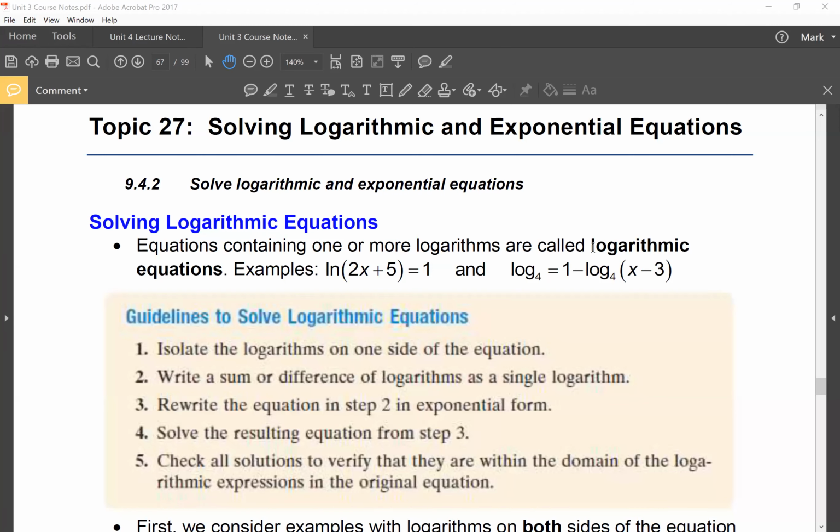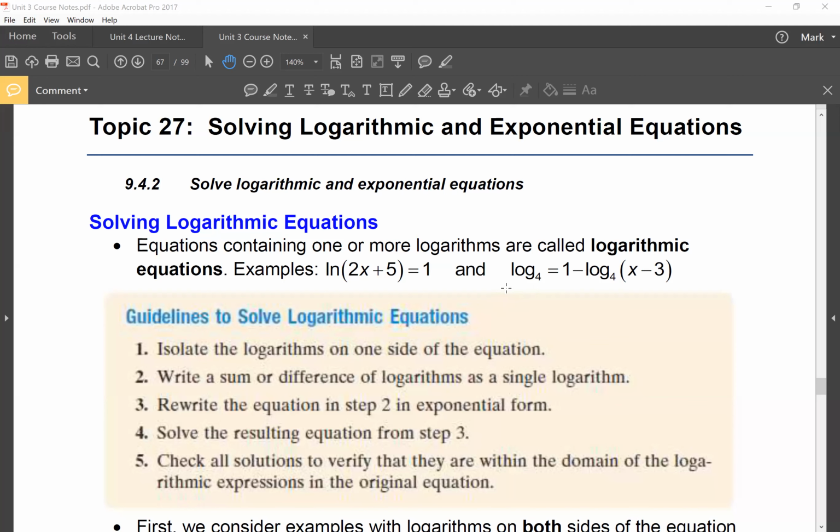So topic 27 is about solving logarithms. Exciting. Yesterday we looked at rearranging, expanding, simplifying. Today we're going to look at solving them. And it's actually not that challenging.